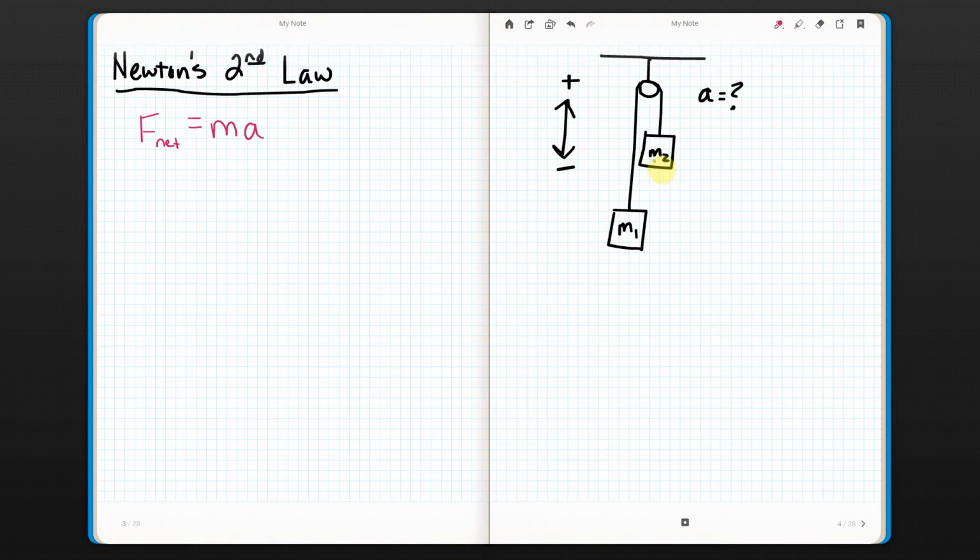So, the first step, always, in a problem such as this, step number one, well, free body diagrams. You may remember these from last year. Free body diagrams.